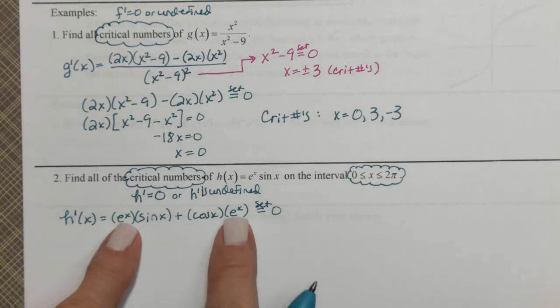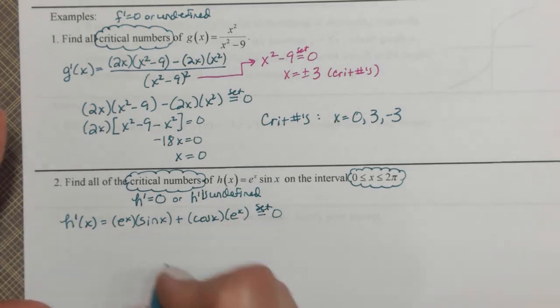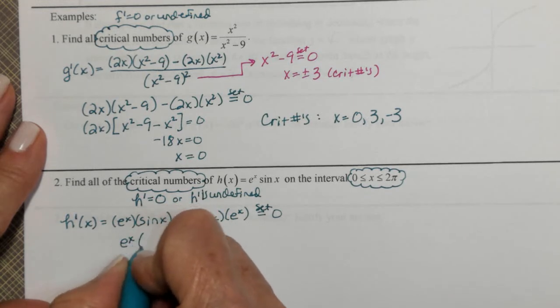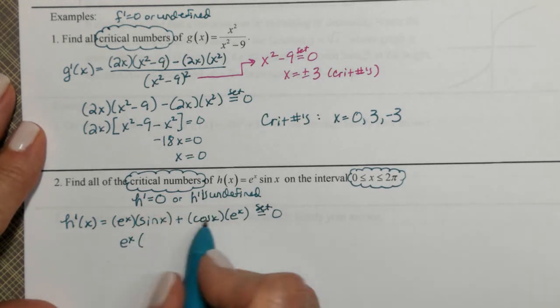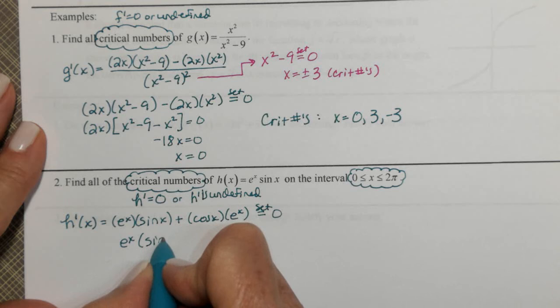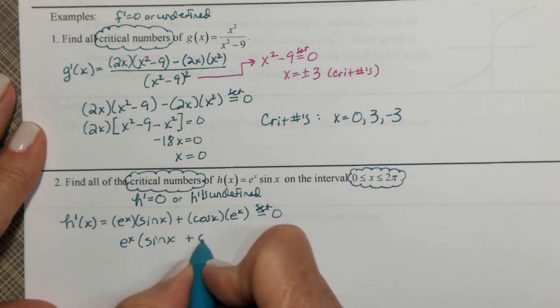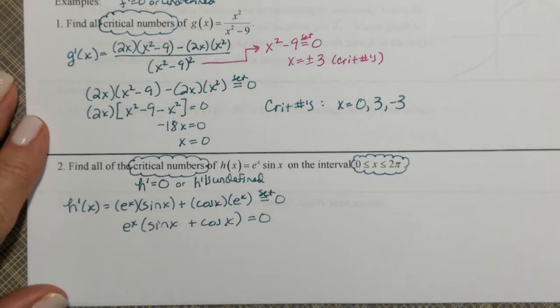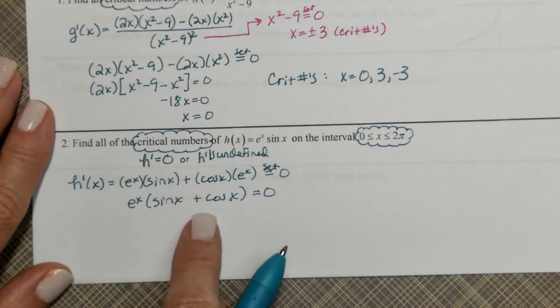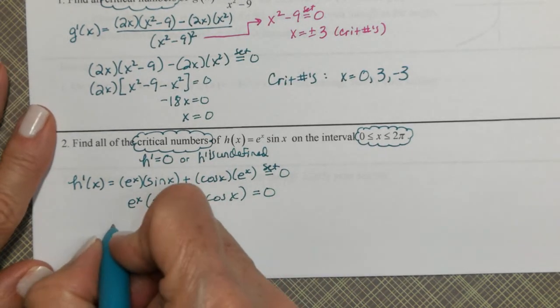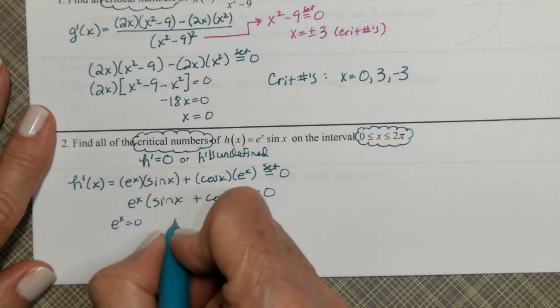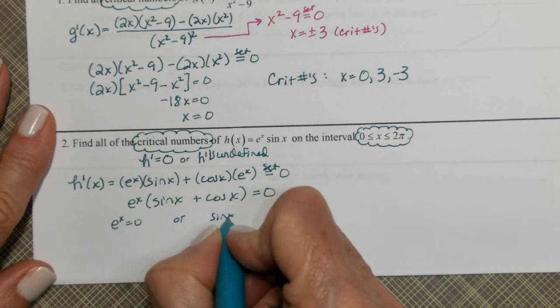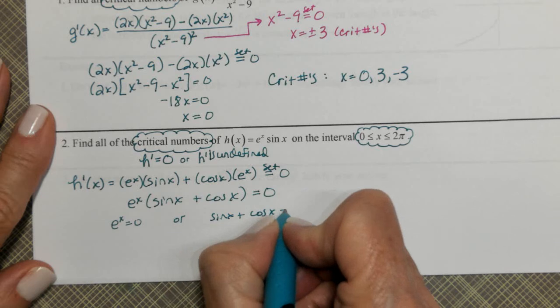So again, I notice I have something in common. I have e to the x in common, so I'm going to factor it out. I have e to the x outside, and from the first term we have a sine x, from the second term we have a cosine x. So I have two things being multiplied together to get 0, so either e to the x is 0 or sine x plus cosine x is 0.